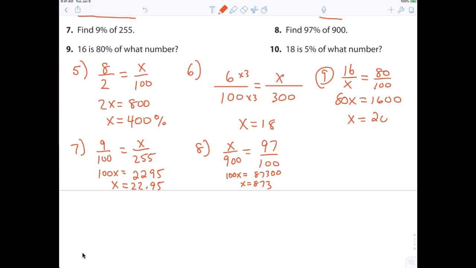Anybody else get 20? Yeah. All right. Everybody pretty happy, right? Do you agree it's not that hard? Yeah. Can I do the next one? Yes, 10. Justice, you're up.